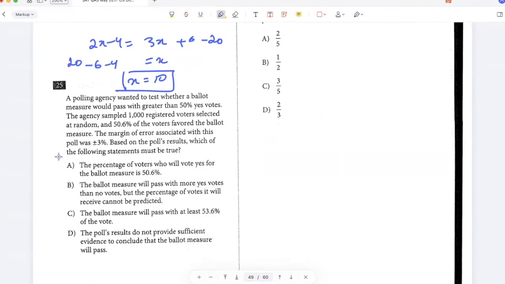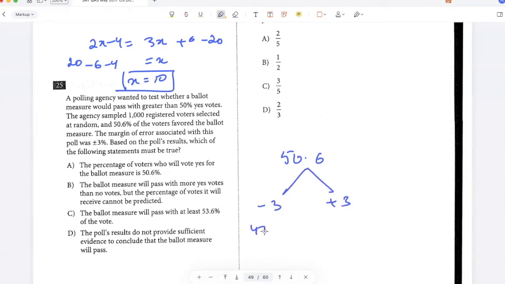A polling agency wanted to test whether a ballot measure would pass with greater than 50% yes votes. The agency sampled 1,000 registered voters selected at random, and 50.6% of the voters favored the ballot measure. The margin of error with this poll was plus minus 3%. So it can be 50.6 from minus 3 to plus 3.